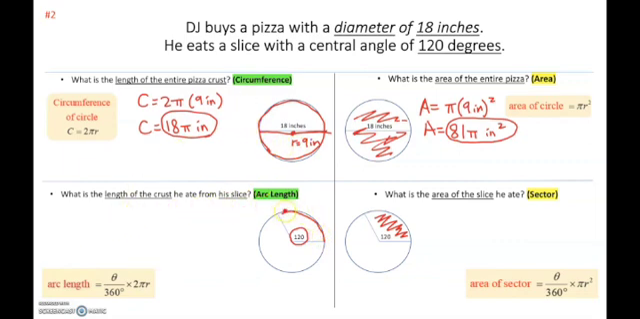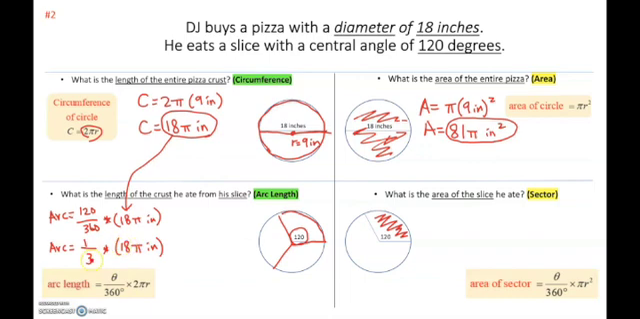Now let's find this arc length, the length of the crust that he ate from his slice. So arc length is equal to theta over 360, which is 120 over 360 times 2 pi r, which we can bring down right here, which is 18 pi inches. Now, we know that we can reduce 120 out of 360 into 1 over 3. So we know that this pizza is divided into 3 pieces times 18 pi inches. Now, 18 over 3 is going to equal 6. So your answer is going to be 6 pi inches. So the length of this arc is 6 pi inches.